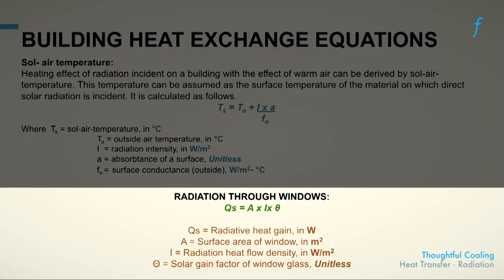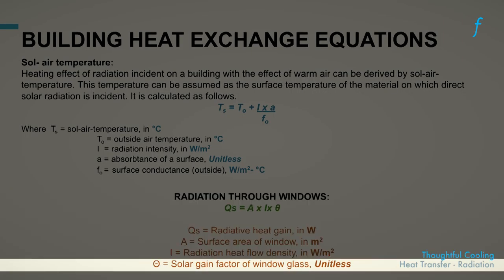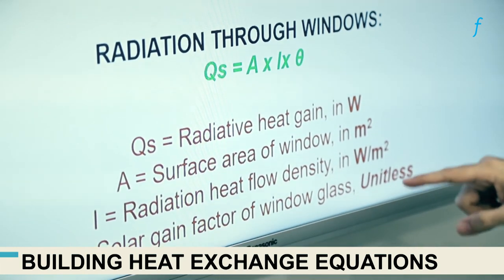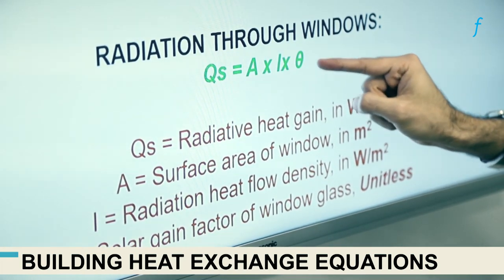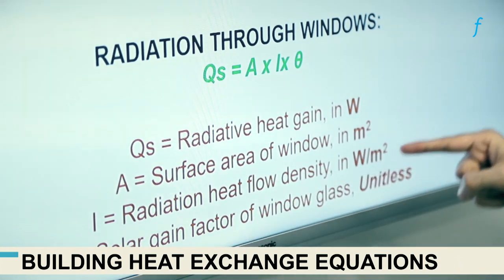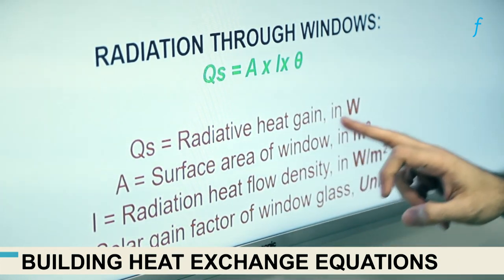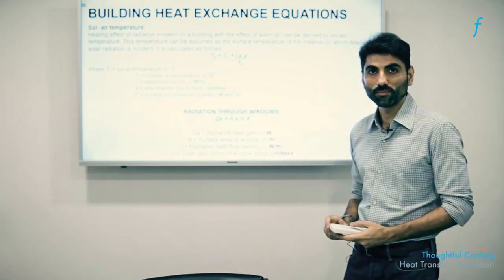So say if you wanted to do this for a window, you would have a factor which is a solar heat gain factor of the window, which means that if you reduce the theta, as it's called, you will actually have lesser Q for the same amount of area and for the same amount of solar radiation.